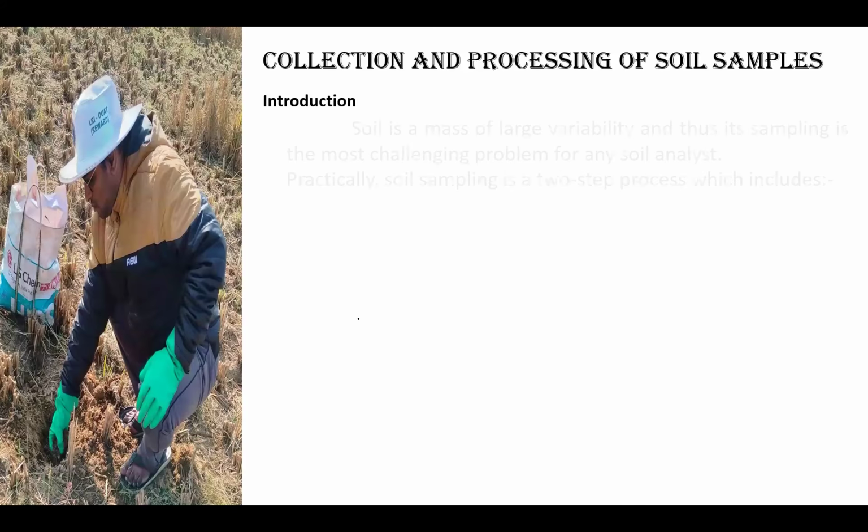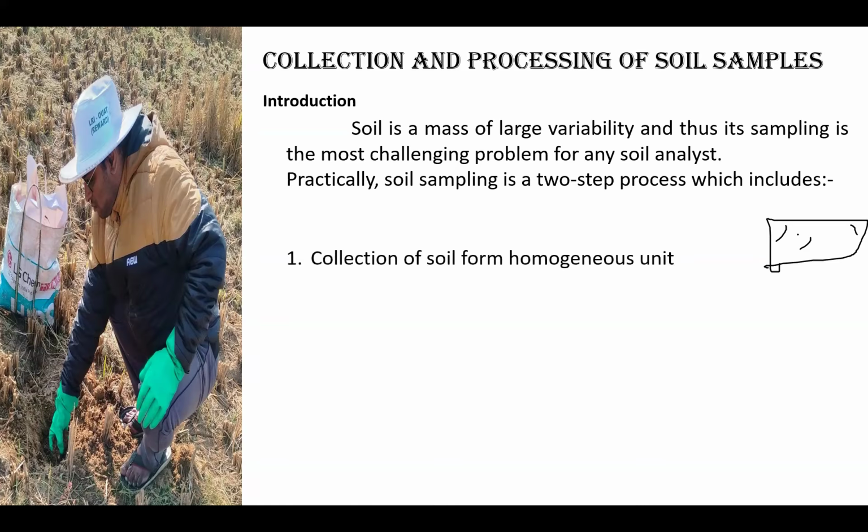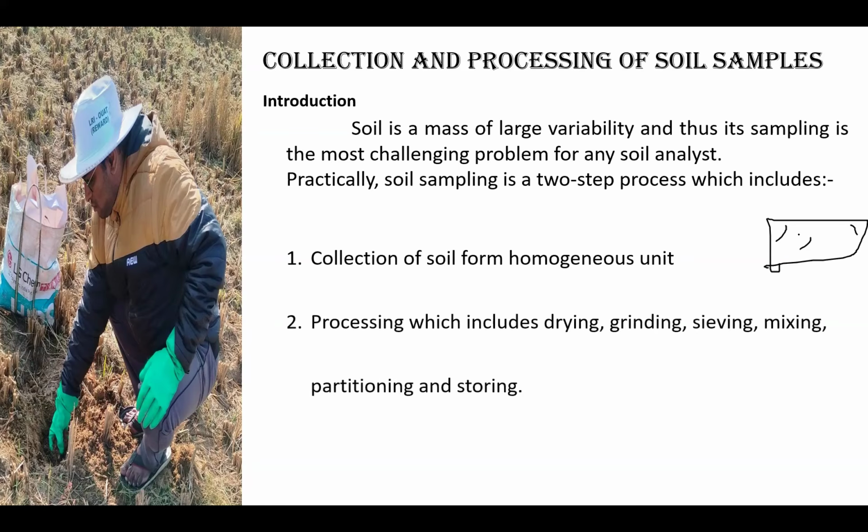Followed by the introduction: soil has a very large variety. For example, if you take a particular agricultural field, the fertility status in this corner, and here, or here is so heterogeneous, very diversified, and it's very challenging to get a representative sample. To overcome that challenge, we have to follow 2 steps. One is we have to collect the soil from a homogeneous unit, and we have to process that collected soil sample by different methods.